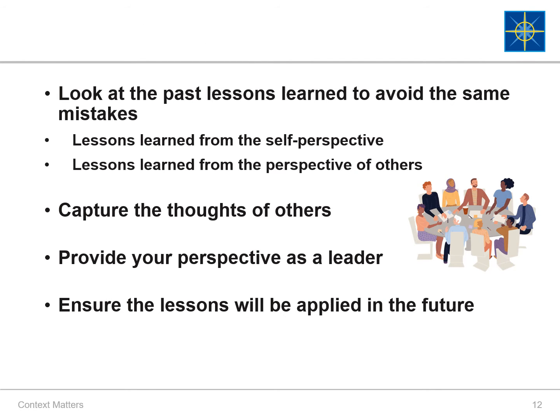Looking at past lessons learned is one way to gather information to determine what didn't work in the past so that we don't make the same mistakes again. There are two perspectives that we want to think through: lessons learned from the self perspective and from the perspective of others. When we look at what was learned, we have to capture the thoughts of others, provide our perspective as the leader, help the group understand the impacts of these lessons, and then ensure the lessons will be applied in the future. This is often done during an AAR, or after-action review.